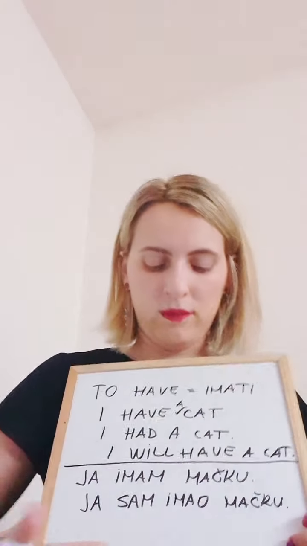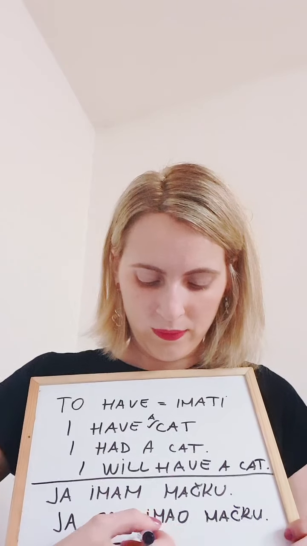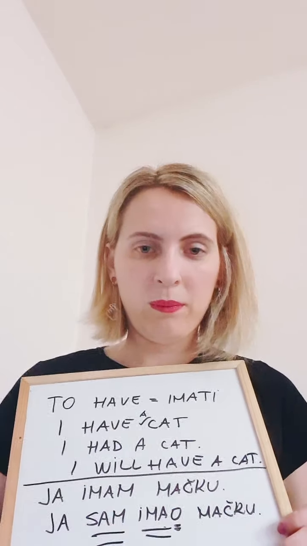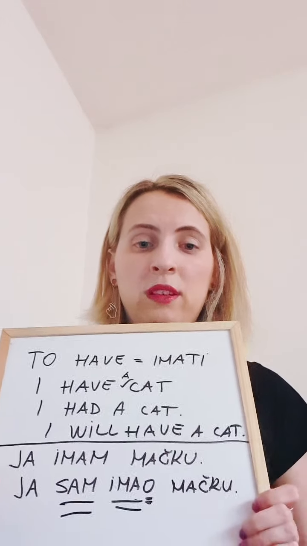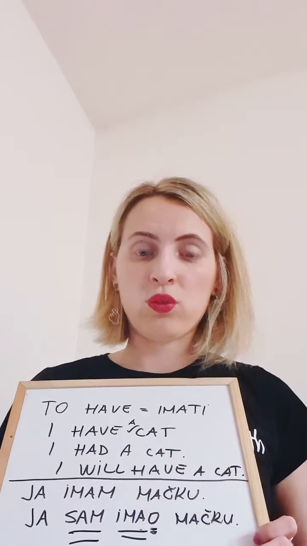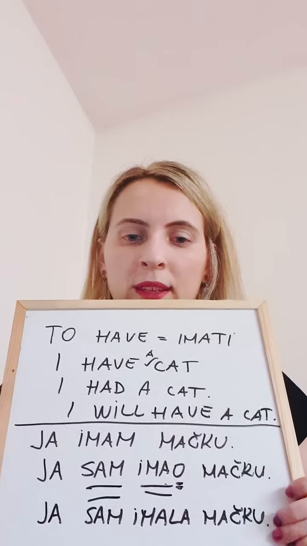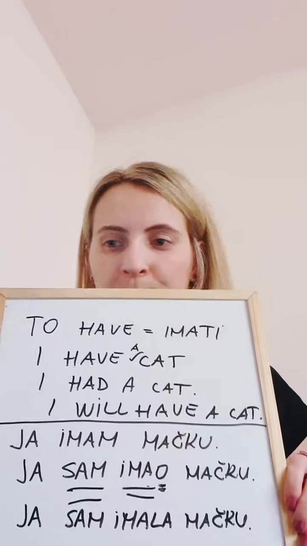Ja imam mačku. I had a cat. Ja sam imao mačku. So you see, it is again verb to be plus ima and this part, imao. So if male wants to say ja sam imao mačku, I had a cat. But if you want to say female, then it is ja sam imala mačku. And mostly it is always la for female and o for the male, but there is also exceptions. But this is for the past, okay?